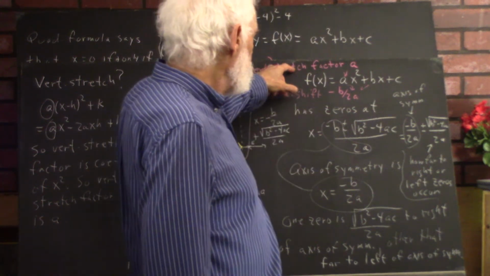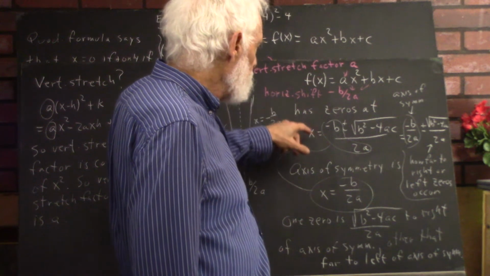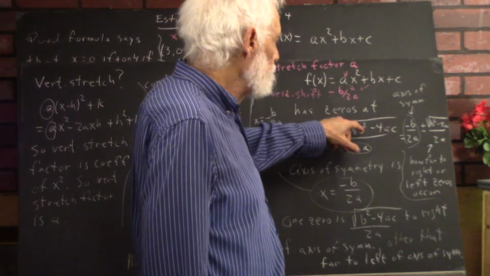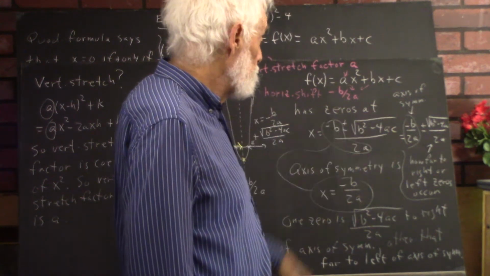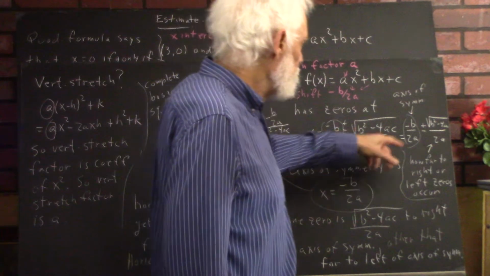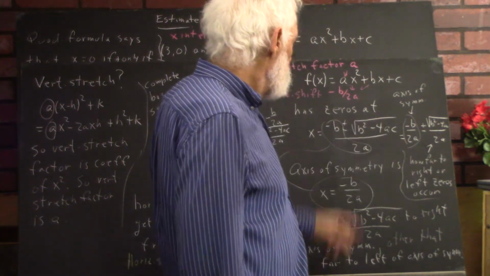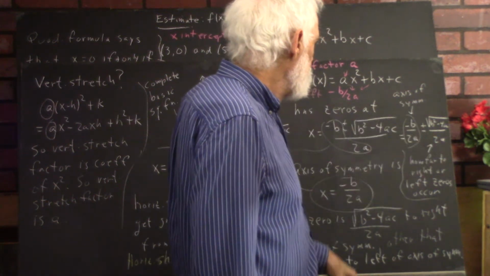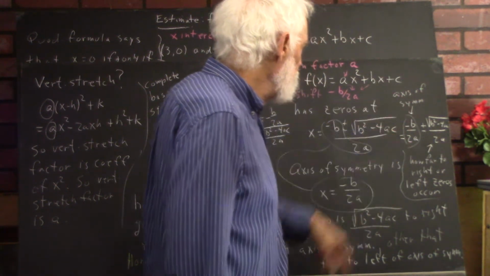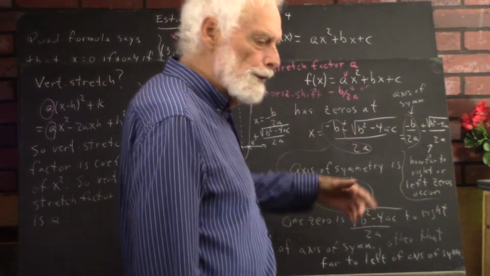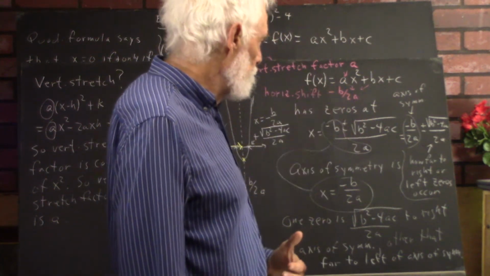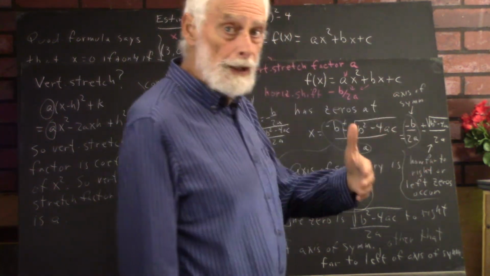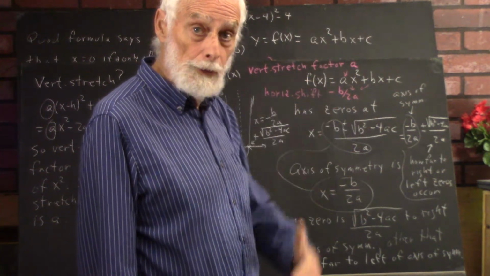So we're saying this function has zeros, by the quadratic formula, at x equals negative b plus or minus the square root of b squared minus 4ac, all over 2a. And we can write this as negative b over 2a plus or minus the square root of b squared minus 4ac over 2a. Negative b over 2a is the x-coordinate of the vertex. It's also the x-coordinate of the axis of symmetry, because the axis of symmetry goes through the vertex.